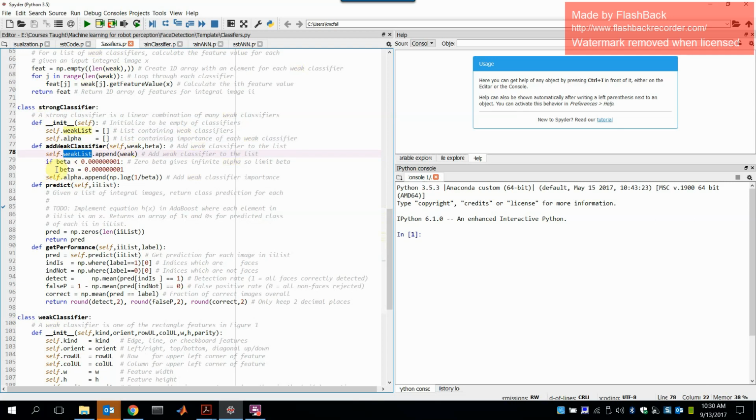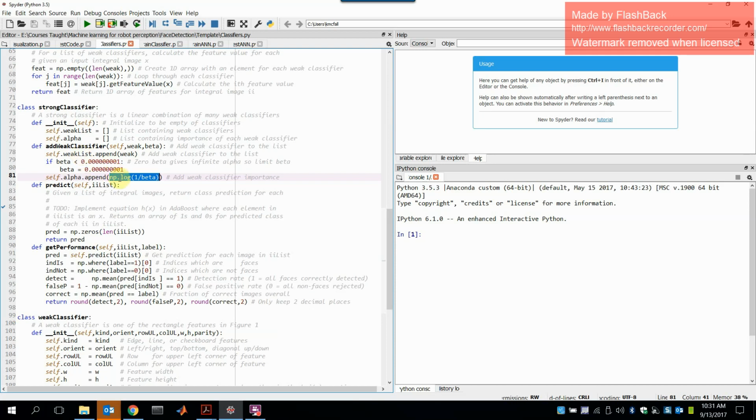And here I've just done a check because, if you happen to choose a very small number of images for your training set, it might be possible that a weak classifier could get them all right. I did have that problem, and I got a divide by 0 error. So I put in a check here that if beta is very small, make sure it doesn't go to 0. Otherwise, you could get an infinite value for alpha. And here's the equation for alpha. It's just the natural log of 1 over beta. So it's already in there. So it adds the weak classifier onto the list and calculates the alpha.